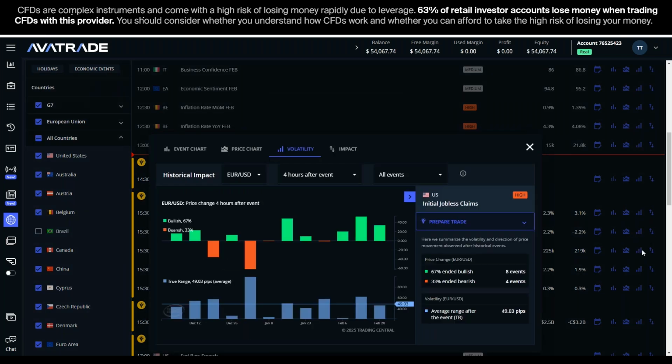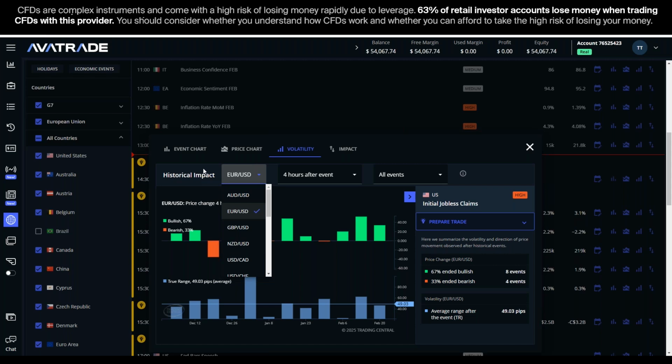And so when we click on this tool in particular out of this list of tools, the one that looks like a volume indicator, it brings up the volatility analysis tool for this particular announcement. So initial jobless claims, each of these candles represents when the initial jobless claims numbers came in the past and the direction of the movement of the currency pairing that we've chosen here. So we can choose Euro USD, we can choose other pairings, okay?